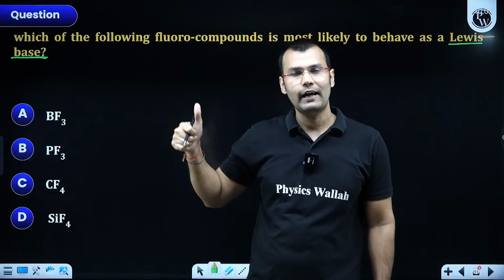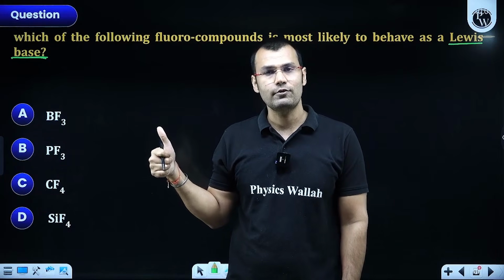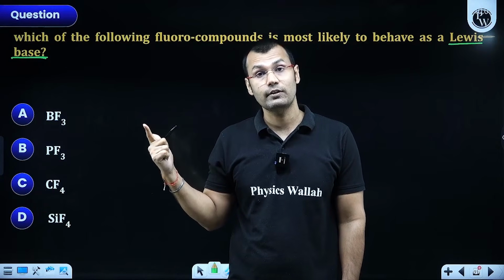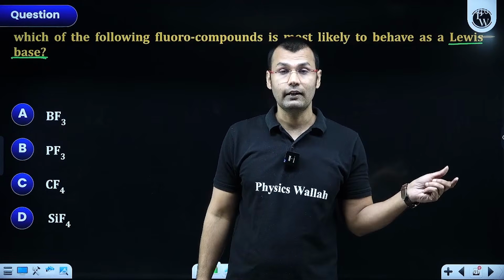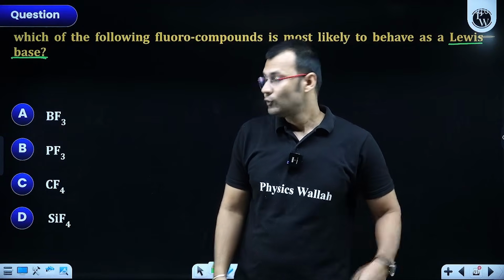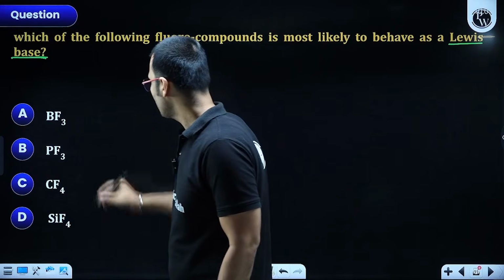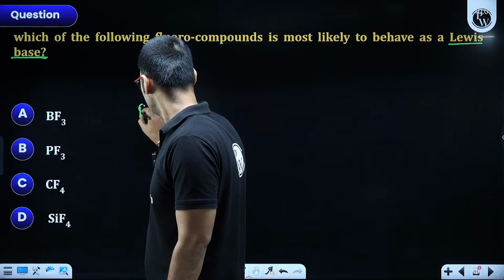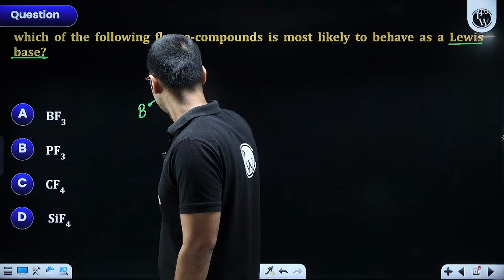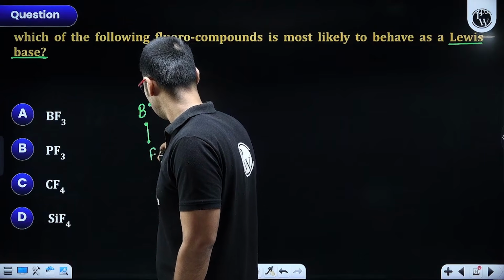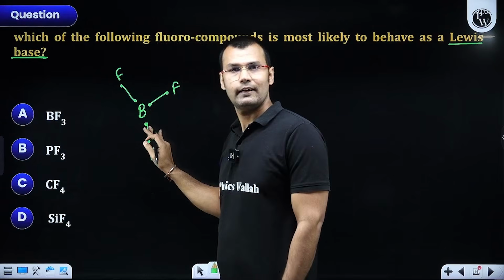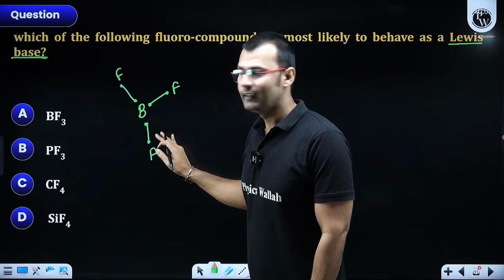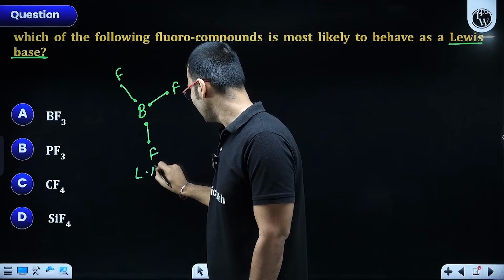If your molecule has incomplete octet for the central atom, or if it has delta positive charge, then it is Lewis acid. If your central atom has donatable lone pair, then it will act as Lewis base. So if you check one by one, the first option is BF3. If I draw the dot structure of BF3, clearly the central atom boron is having a deficiency of octet. So this will act as what? Lewis acid, right?